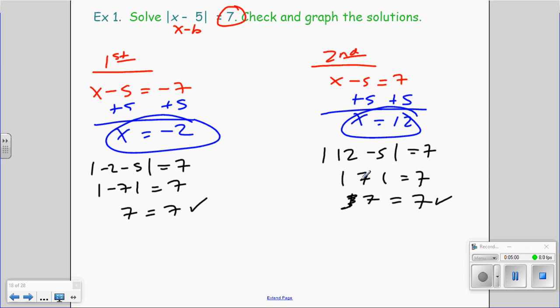Same thing: how far is positive 7 from 0 on the number line? It is 7 spaces away. So the absolute value of positive 7 is 7. The absolute value of negative 7 is 7.